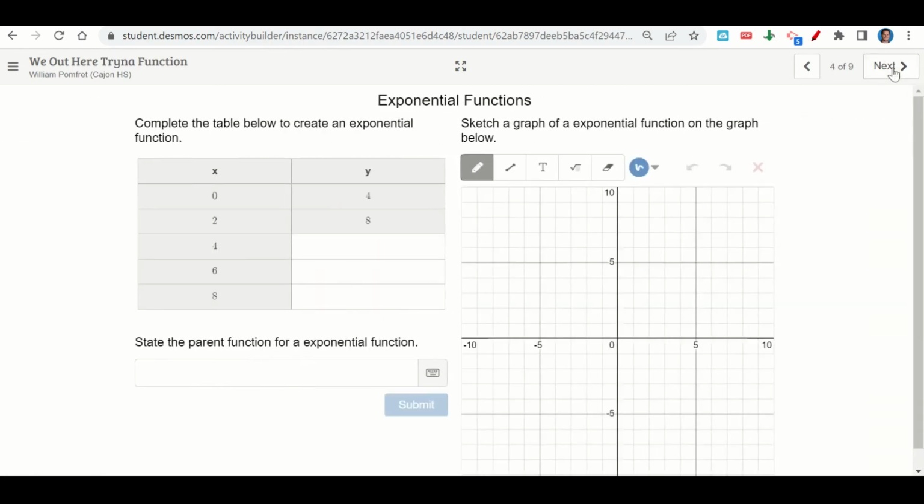And then we'll do it for exponential. Remember, exponentials have to have consistent change as well, but it needs to be multiplication. So we would multiply 4 times 2 to get 8. So we'd multiply each of these by 2. We'll state what the parent function is for exponential functions. And then we'll graph one. Remember, the graph of an exponential function should look something like this. And then we'll move on to the next one.